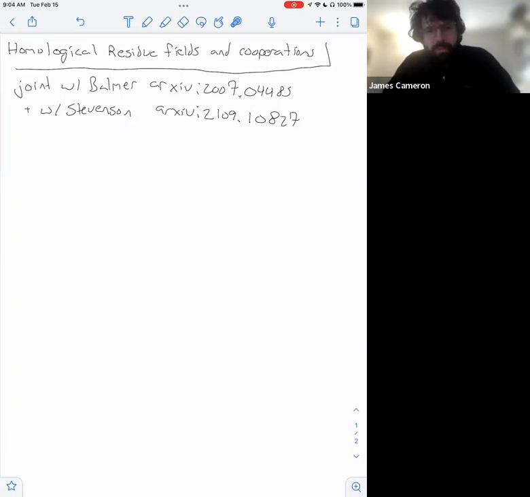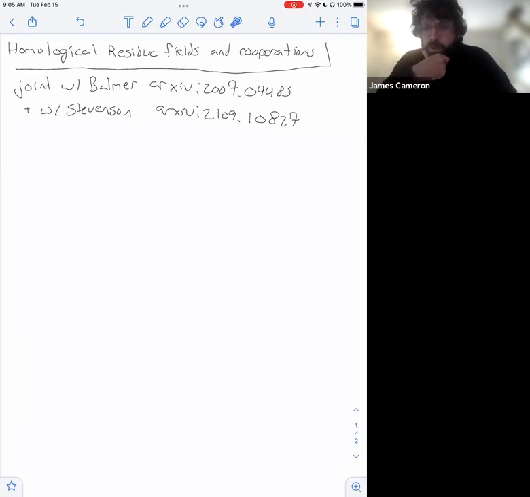So I'm going to talk about homological residue fields in tensor triangulated geometry, and then their connection with certain kinds of cooperations. And so really what this is, we have a tensor triangulated category, and you'd like to have some notion of residue fields, but we don't know how to do this all the time. So we can do this sort of approximation to a residue field called the homological residue field, and we can do this all the time.